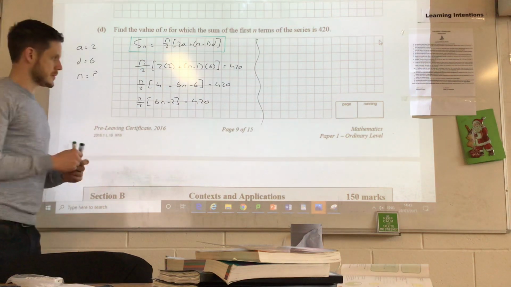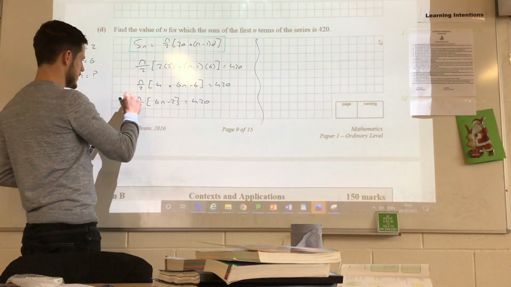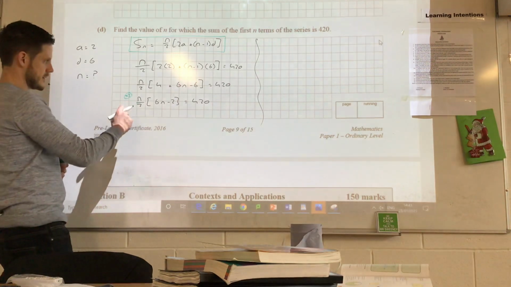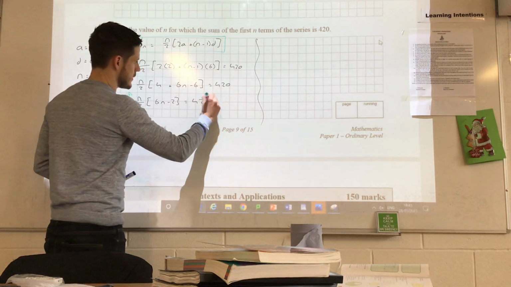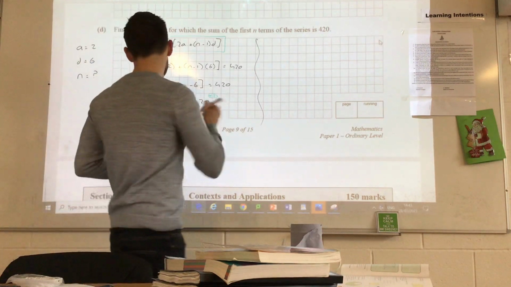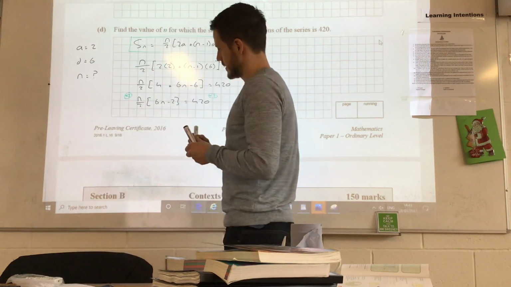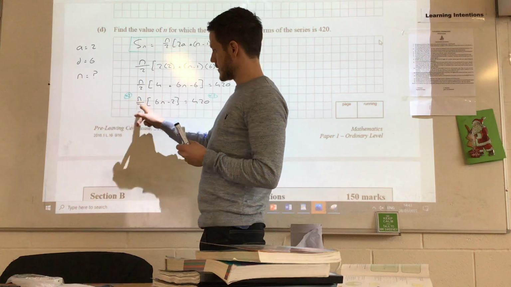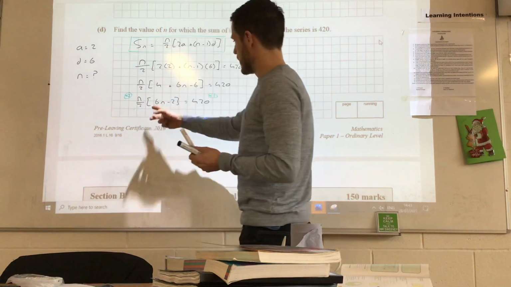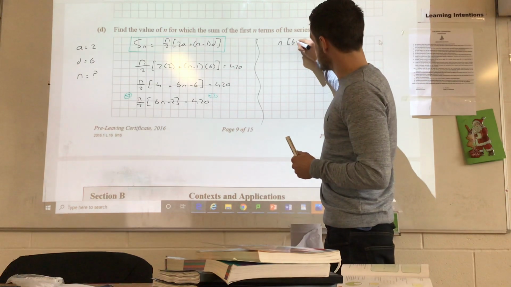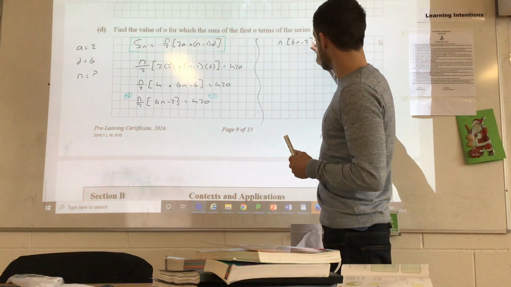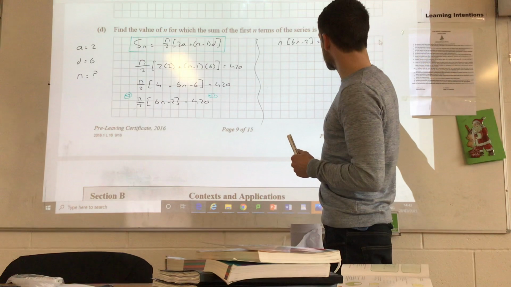I'm going to get rid of the 2 on this side. To get rid of the 2 on this side, I can times by 2. That gets rid of it. They cancel with each other. But I have to times this side by 2 as well. So that 2 goes away, right? If that was a half, 2 times a half makes it 1. Now, I'm left with n times 6n minus 2 is all equal to 840.